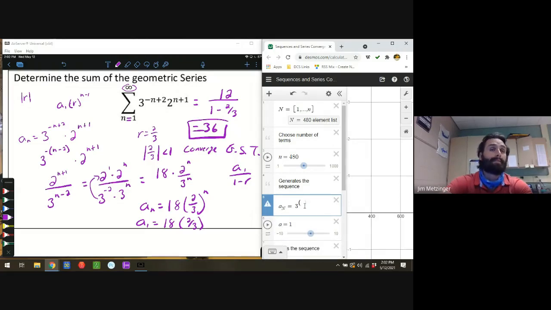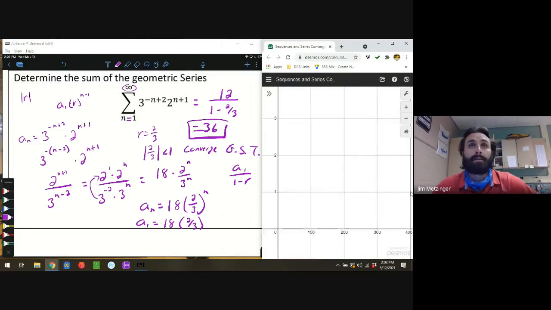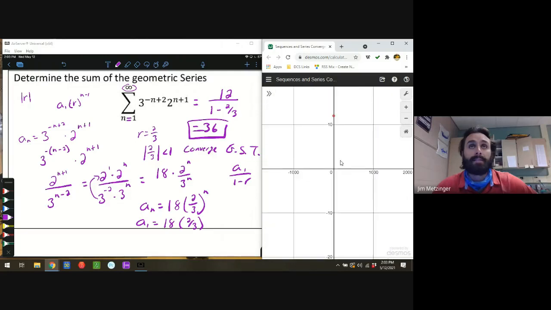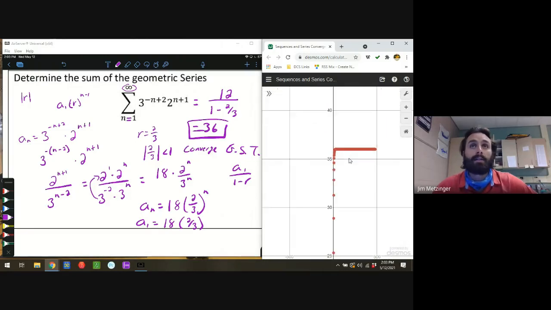Yeah, it's regular. I screwed up my equal sign. That's a regular 36. Negative n plus 2 times 2 to the n plus 1. And of course, I don't see anything because I have to get to where I can see 36. And then I see the hook.